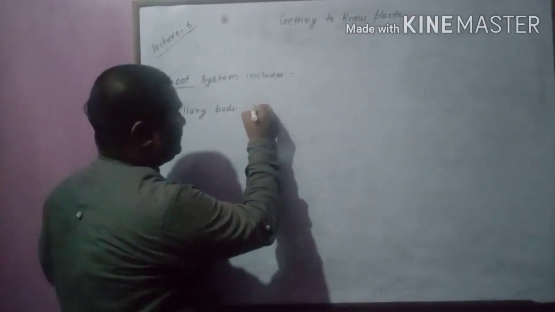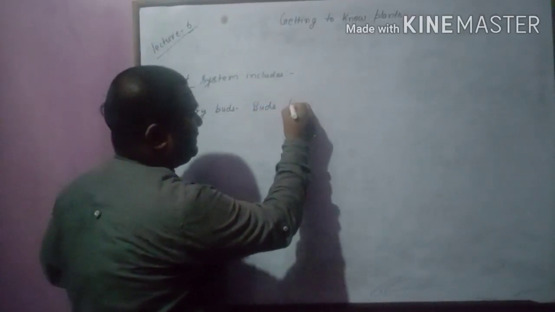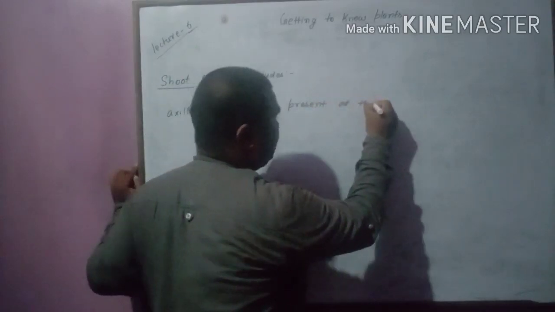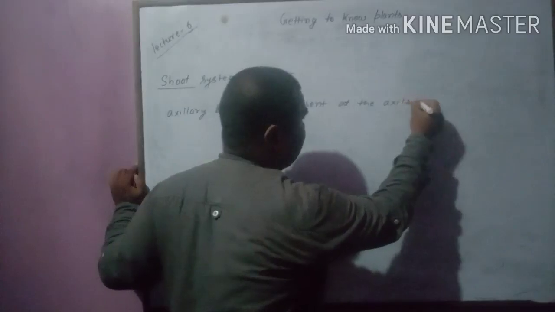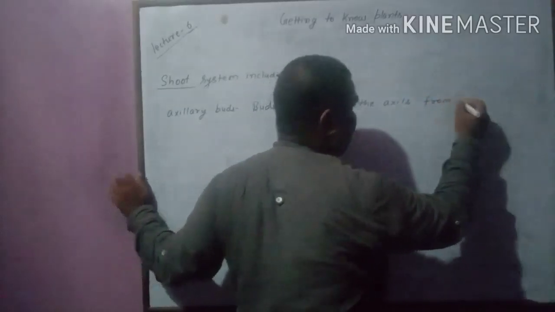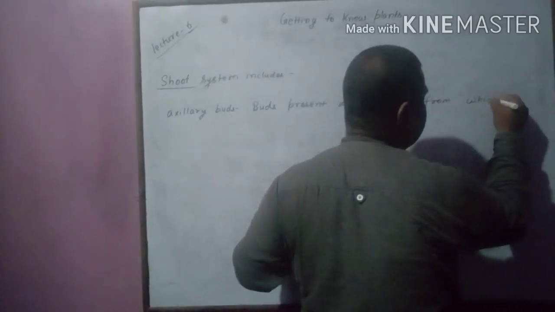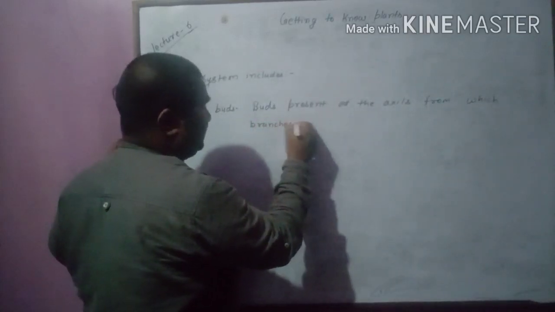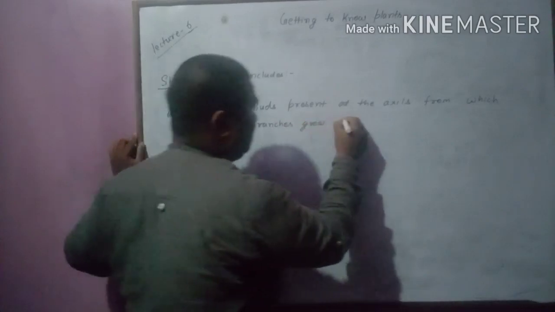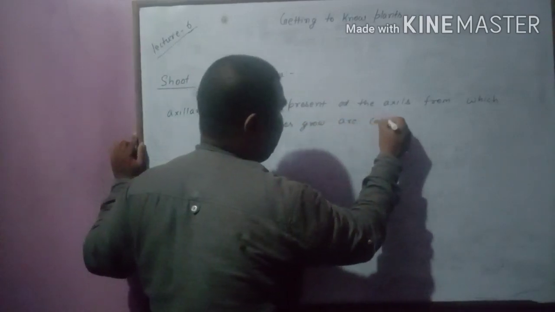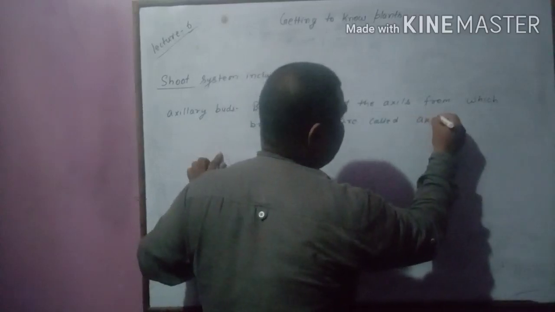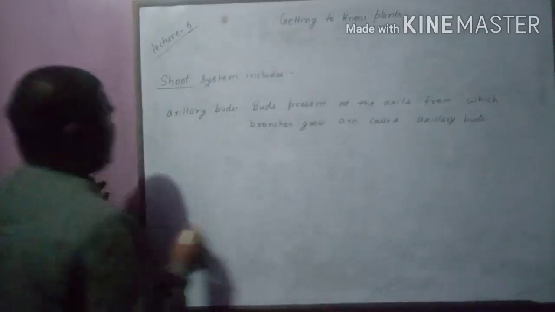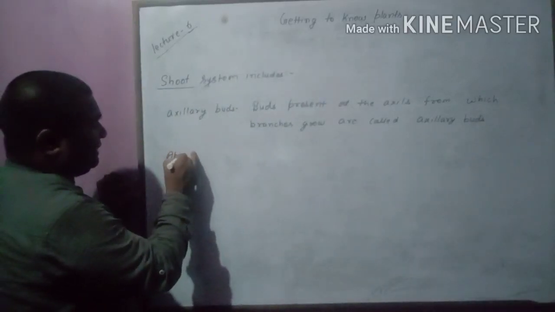Next is axillary buds. Buds present at the axils from which branches grow are called axillary buds. Next is apical buds.